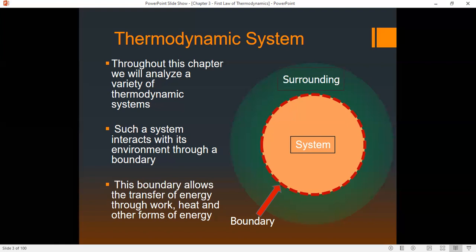Now, the system is interacting with its surroundings, its environment, through some type of interface. This interface is a boundary. And this is a very abstract idea right here, because we can have heat coming in from the outside. We can get heat dumping to the outside. We can interact via different pressures. But basically, the boundary allows a transfer of energy. Can be work, heat, or other forms of energy with the surrounding.